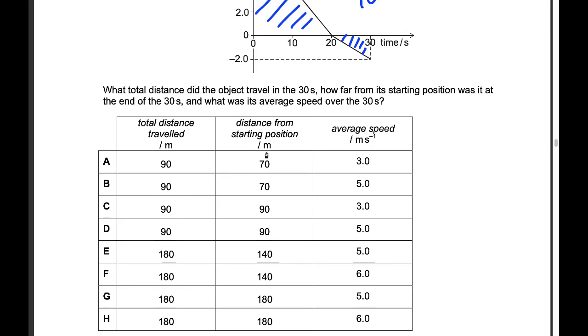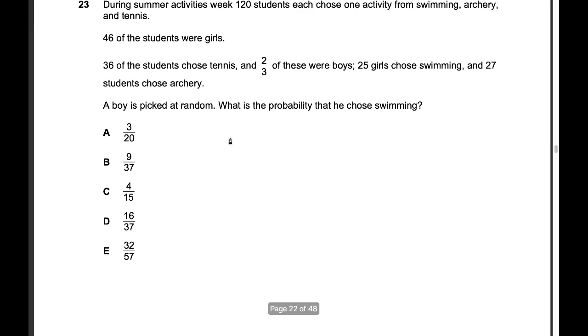Your average speed, well, see, it says speed here, not velocity. So if it said velocity, you would be using your displacement over time. But if you're using speed, average speed, you want to use your distance over time. So we know it took place over 30 seconds. So we've got a distance of 90 meters, just doing distance over time, over 30 seconds, that's going to be 3 meters per second. So it's option A. Okay, not too bad.